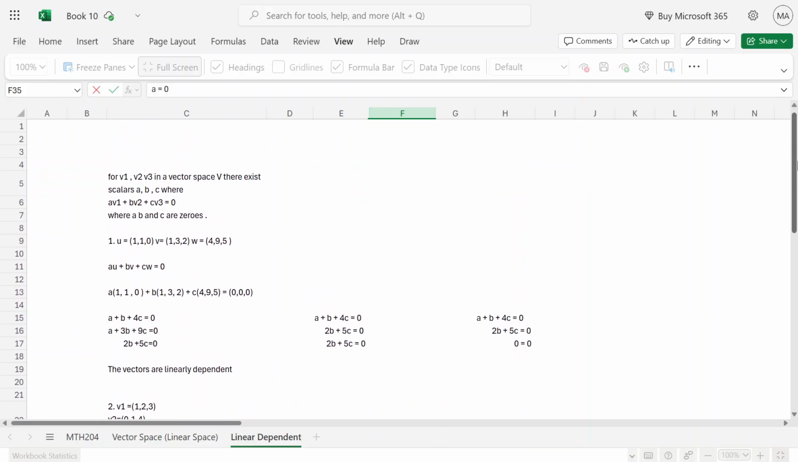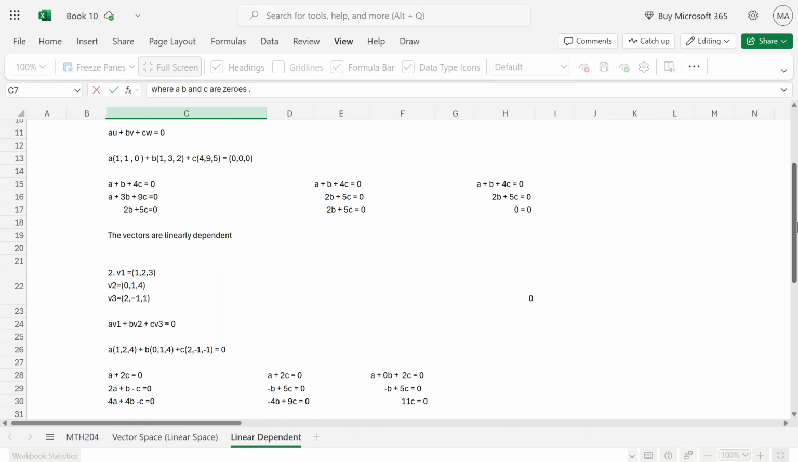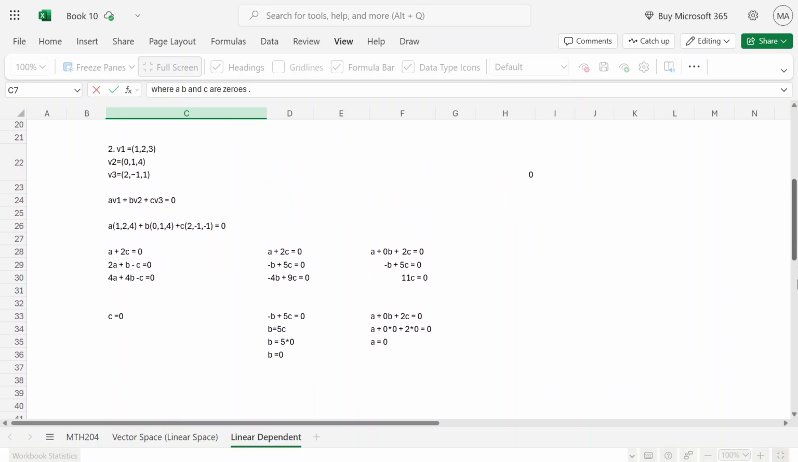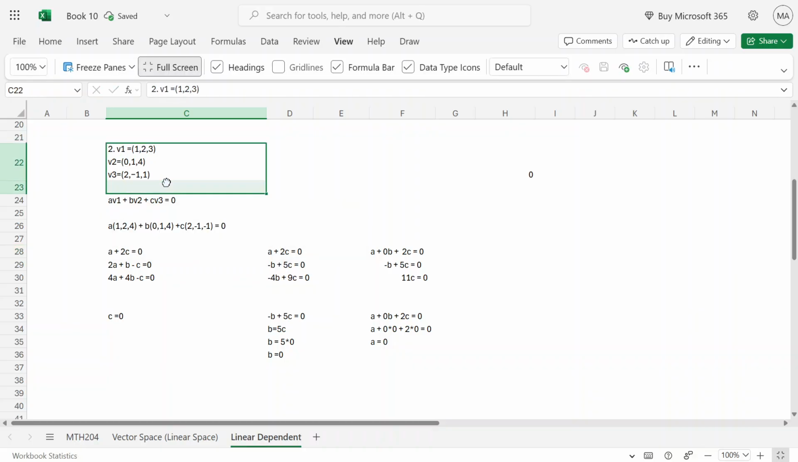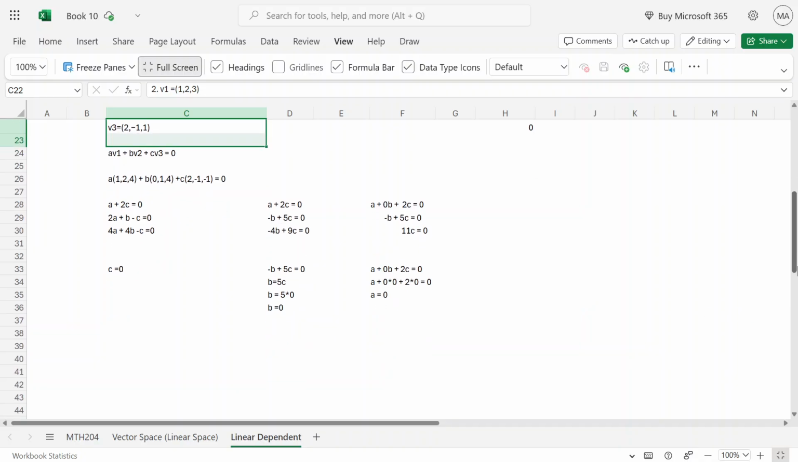And then from our first rule, a, b, c, that is all our scalars that we introduce to the equation must be equals to 0. Then when they are equals to 0, we have a linearly independent system. So here we are able to solve c equals to 0, b equals to 0, a equals to 0. So this list of vectors are all independent. They are independent. So yeah, that's how we solve for linear dependency.